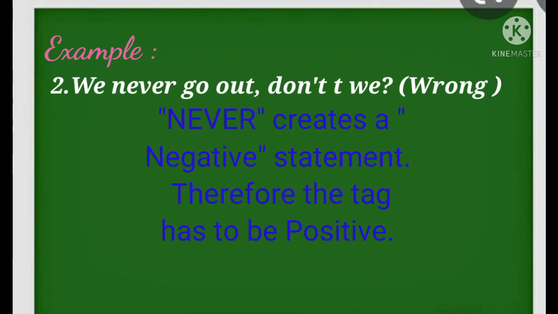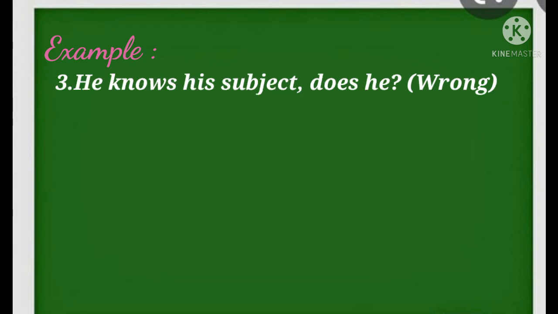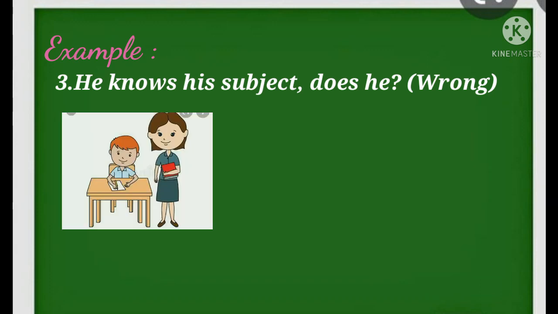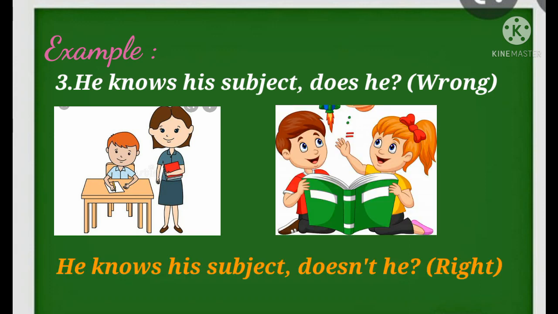Now remember, that never creates a negative statement. Therefore, the tag has to be positive. We never go out, do we? And the final example, he knows his subject, doesn't he? He knows is positive, so your tag has to be negative. He knows his subject, doesn't he?